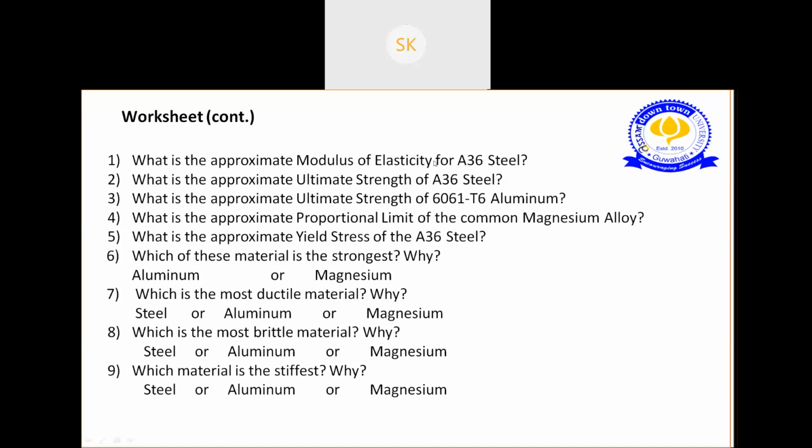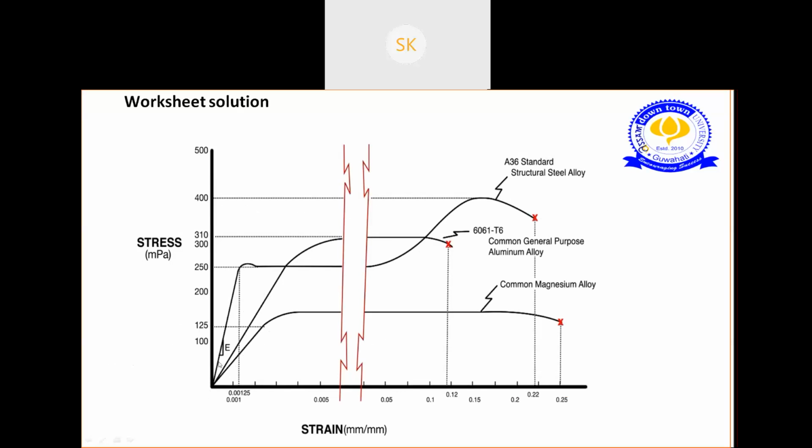What is the approximate modulus of elasticity for A36 steel? You have to find out the modulus of elasticity for the steel curve. So which one is your steel? This one is your steel, and you have to find the modulus of elasticity. What is the formula? Stress equals Young's modulus times strain, and you have to find Young's modulus. So it will be stress by strain, right?